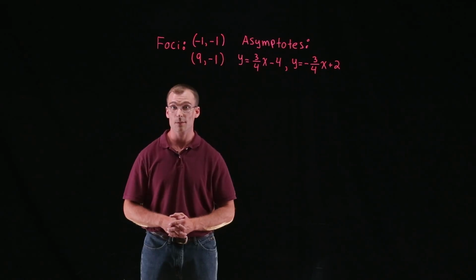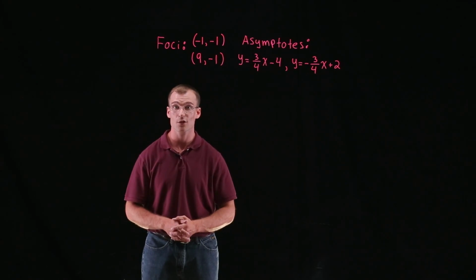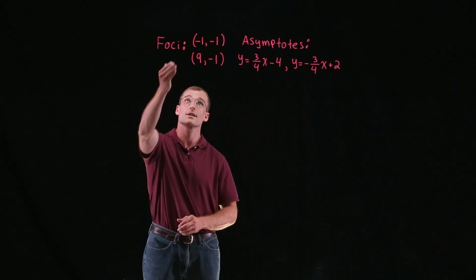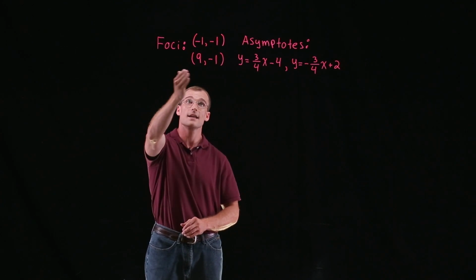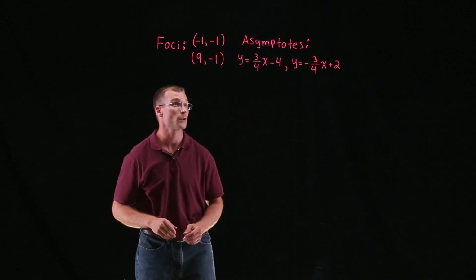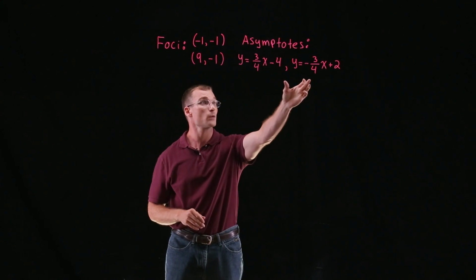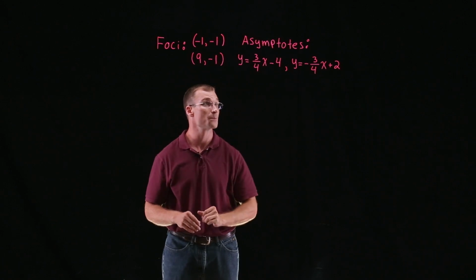Welcome everyone, I'm Adam. In this problem, we're going to find the standard form of the equation of the hyperbola with the given characteristics. We're told that our foci are at points (-1, -1) and (9, -1), and that the asymptotes have equations y equals 3/4 x minus 4 and y equals -3/4 x plus 2.